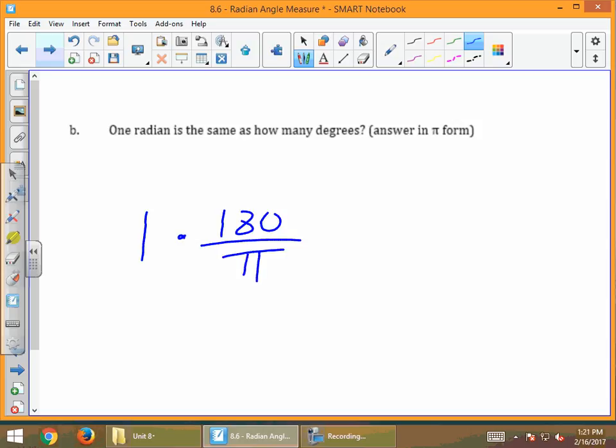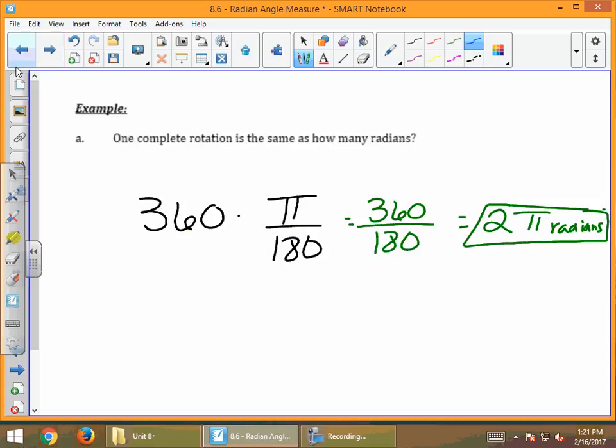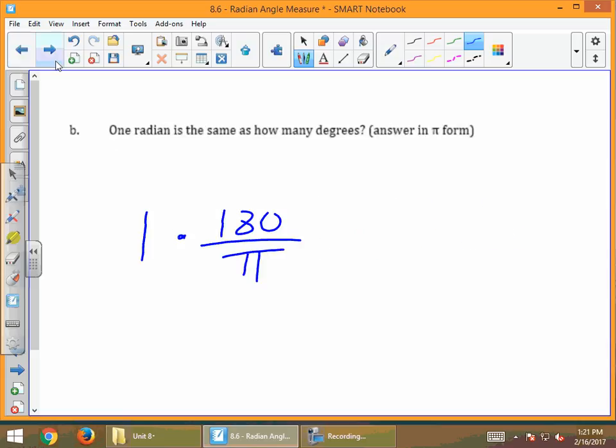180 over pi. So really, you only have to remember degrees to radians is pi over 180. And just know if you're going the other way, you just flip it. So we're going the other way, so we just flip the fraction. And it's really nice. We want to answer in pi form.